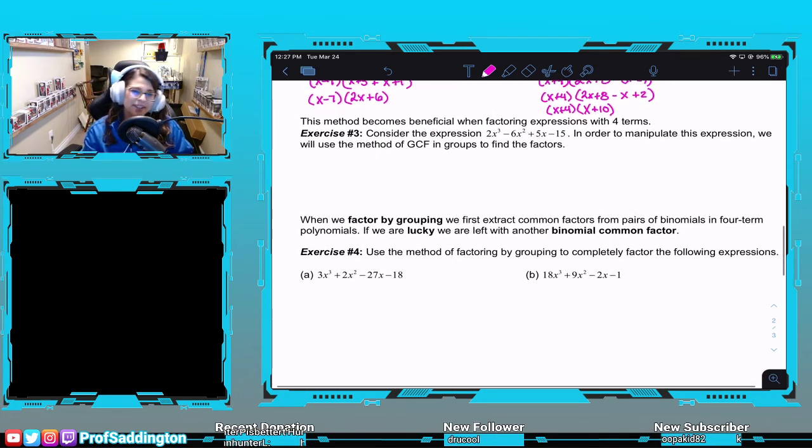All right. But that was too easy, right? You're like, I'm just factoring out bubbles, Mrs. Sadler. So you know, obviously, I'm going to bump it up. So this method becomes beneficial when factoring expressions with 4 terms. Consider the following. 2x cubed minus 6x squared plus 5x minus 15. In order to manipulate this expression, we will use the method of GCF in groups to find their factors. So just like before, GCF is always the first thing we should be looking for.